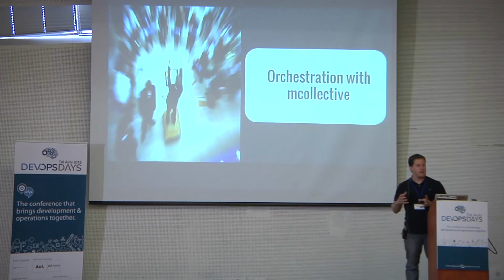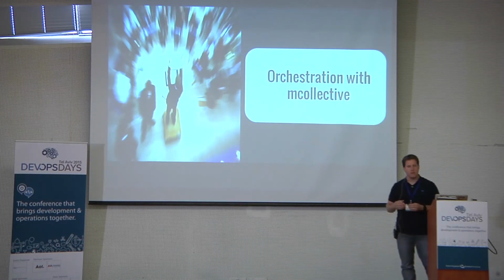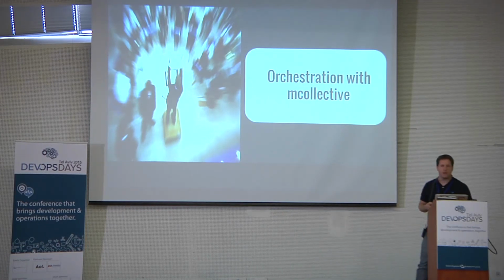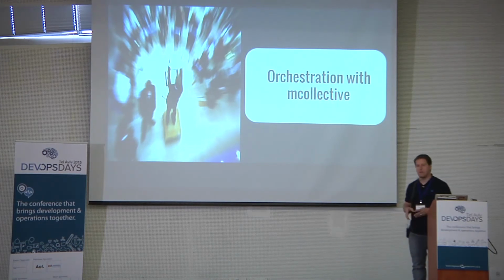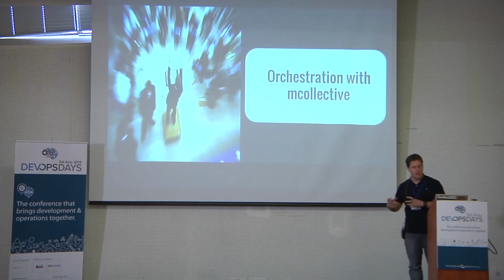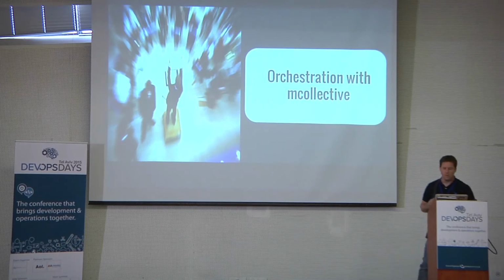So now I have Puppet as part of the image and installed on the server, but how do I send a command? I don't want to log in to the server and run the Puppet command. I want it to be done through Jenkins. How do I connect and orchestrate it? We're using MCollective.